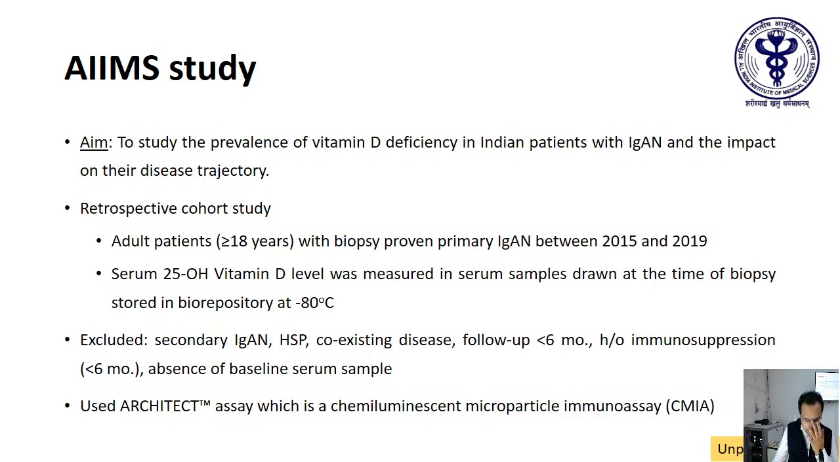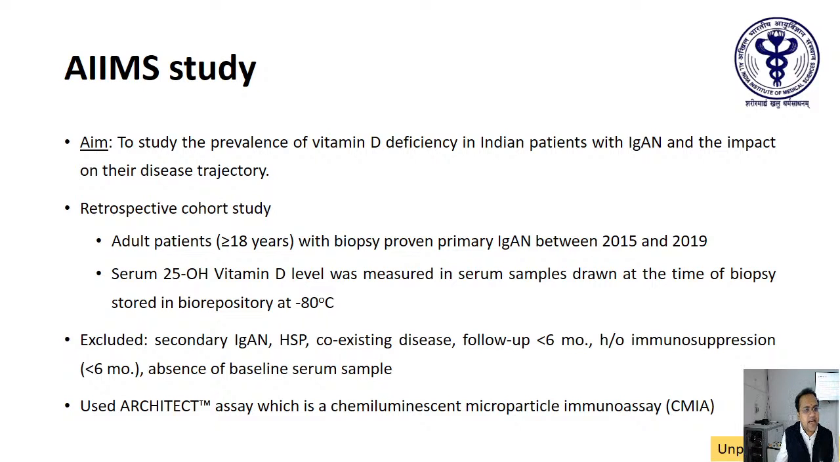It was done by an intern. In this, it was seen that the prevalence of vitamin D deficiency was around 15%. I'll be going into detail. So this was a retrospective cohort study. It included samples from adult patients with biopsy-proven IgA nephropathy. Again, the samples were obtained from our biorepository, where the samples are collected at the time of the biopsy.